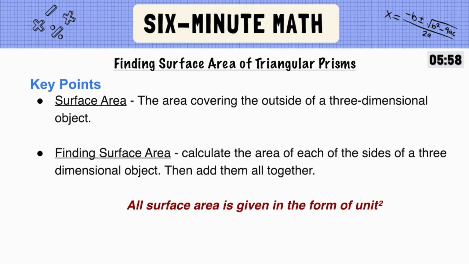Our key point about surface area is that it is the area covering the outside of a three-dimensional object. I like to look at surface area as a question of, if you were to paint this object, how much area would you have to paint? To find our surface area, we are going to calculate the area of each of the sides of that three-dimensional object and then add them all together. Quick reminder here that all surface area is given in whatever unit they give you, squared.